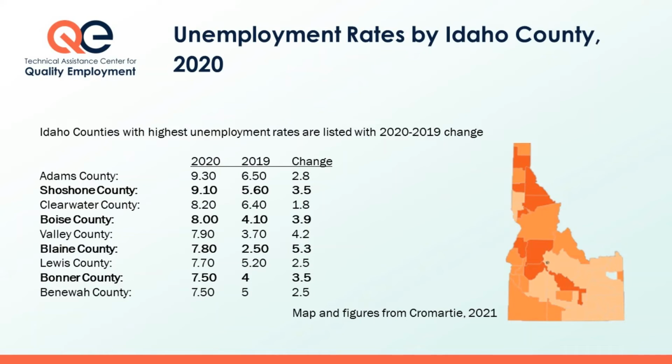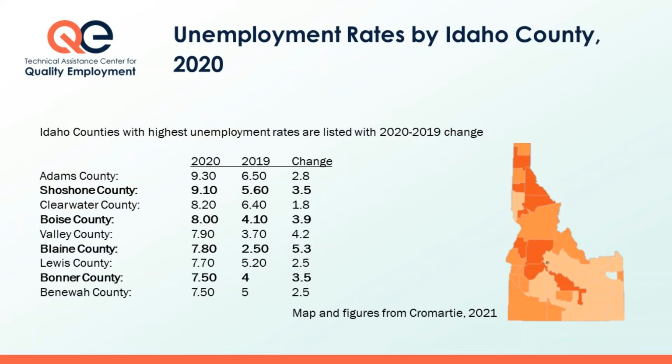This slide maps unemployment in Idaho by county. On the map, the denser the orange, the higher the unemployment, which you can see in the western half of the state, including Blaine County and center-south Idaho. The table lists the counties with the highest unemployment rates in 2020 and compares those figures with 2019, showing the percent change over the year. The coronavirus pandemic likely played a big role in the upswing of unemployment in some of these counties.